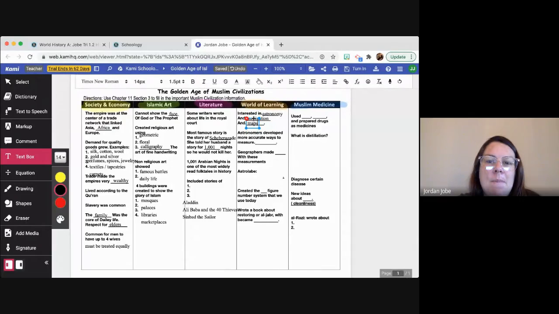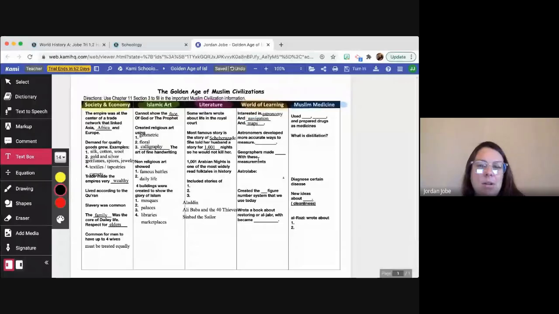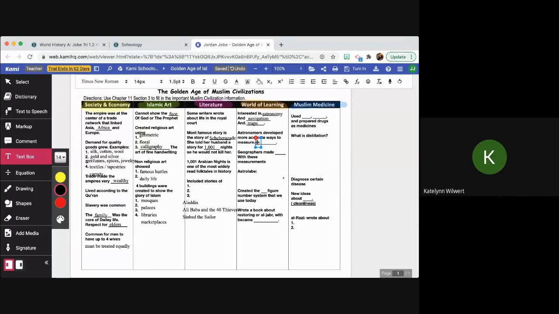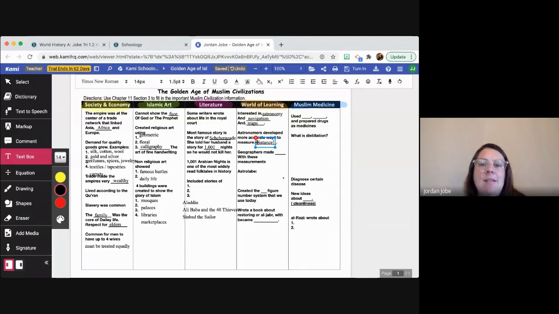Okay. So astronomers ended up developing a more accurate way to measure what? What did they develop? Distance on Earth. Distance, yeah. Right? They were able to figure out, okay, how far away is space and how can we use space to create these measurements on Earth. Okay.